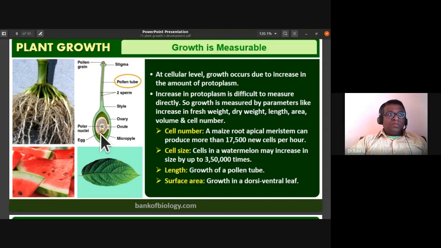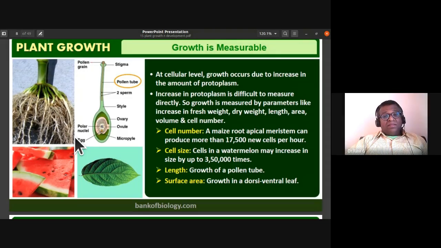So two sperm cells will be there. One sperm cell fuses with the egg cell, another sperm cell fuses with the central nucleus, or the polar nuclei. So they are going to form the zygote and the primary endosperm nucleus. This we call double fertilization. We had discussed this in the topic of angiosperms.